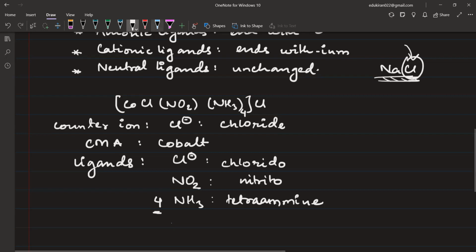So first of all you will start with, see the names. Chlorido starts with C, nitrito starts with N, and what about this one? ये किससे start होता है? Tell me guys. What is the first letter here? What is the first letter here for NH3? What is the first letter for NH3?